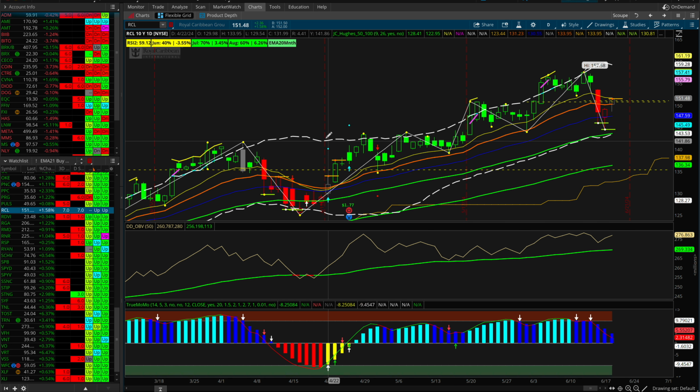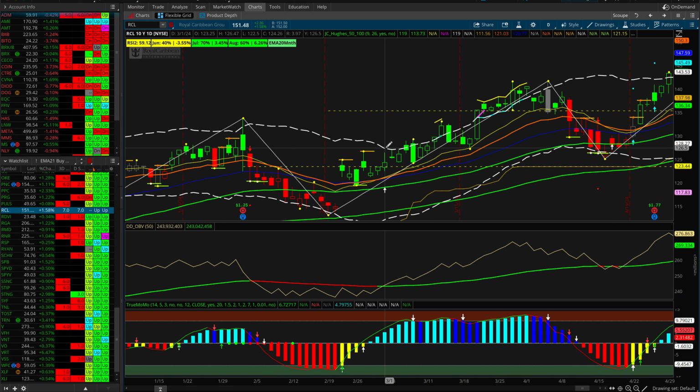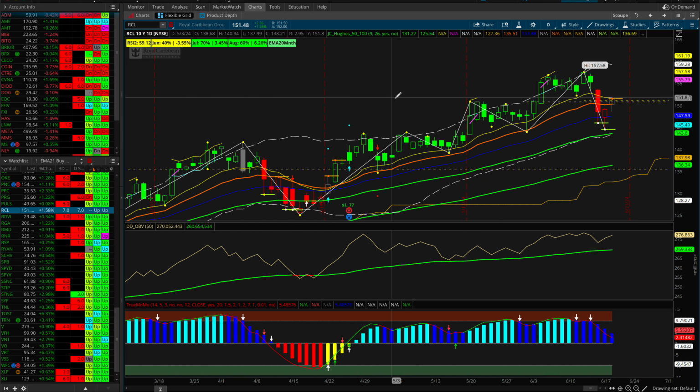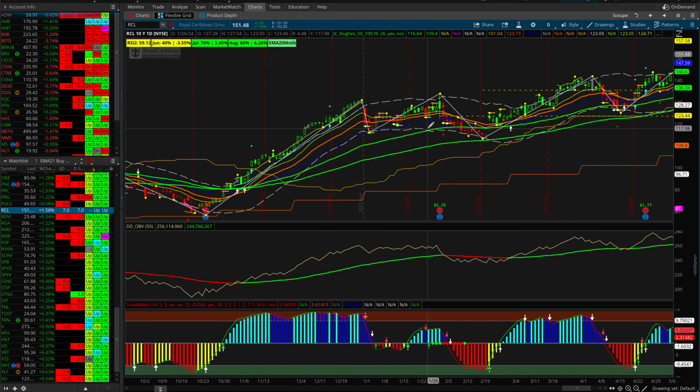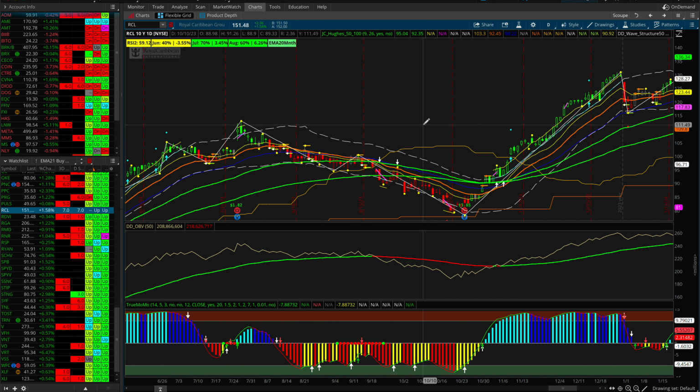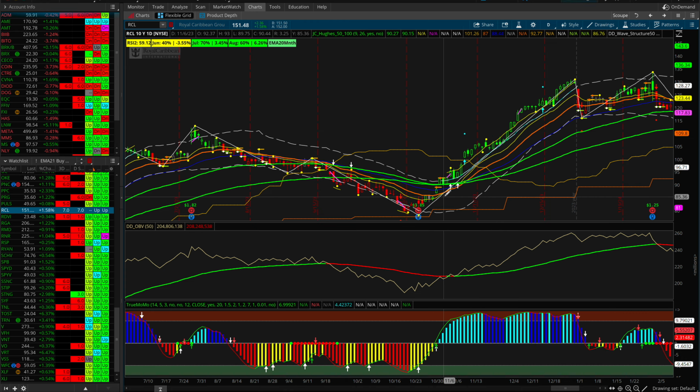Royal Caribbean is an interesting one to me because it's been in an uptrend recently, but it came from such a terrible position during the pandemic and everything. And now it's back to being a $150 stock, $160 stock. So this isn't a place I'm interested in getting in. I would have been interested back here when it started to cross back up again.